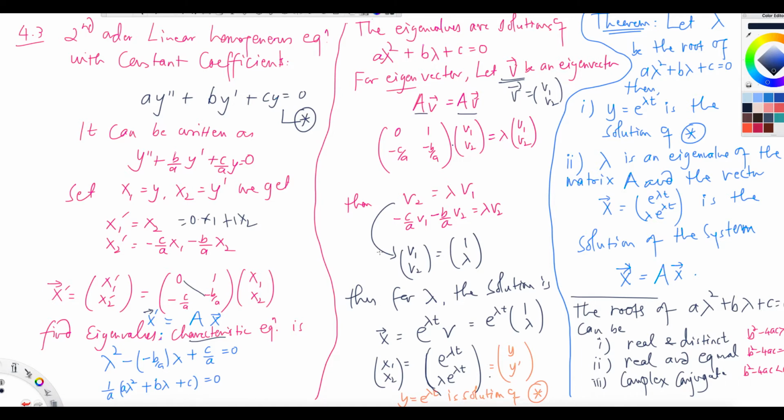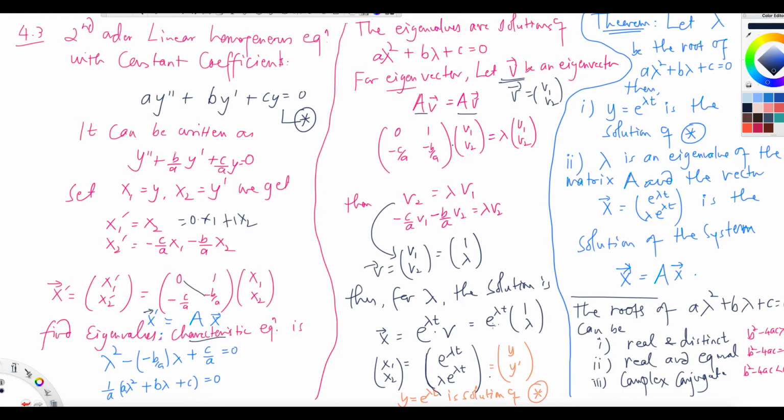If you take the first equation, what do you get? You get v2 equals lambda v1. If you take v1 equals 1, you get v2 equals lambda. Hence the eigenvector v is 1, lambda. Thus for lambda the solution is x equals e to the lambda t times v. That's how we find the solution, right? If lambda is the eigenvalue, then it is e to the lambda t times v, where v is the eigenvector corresponding to that eigenvalue lambda.